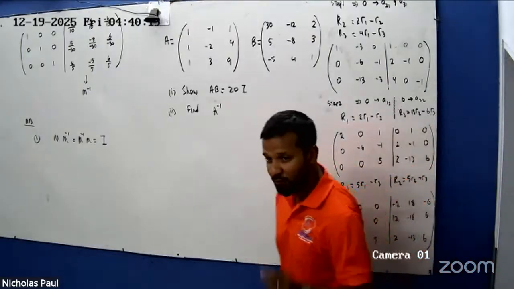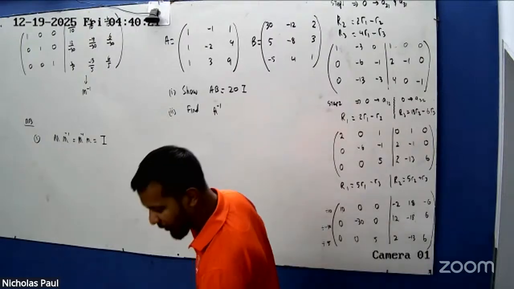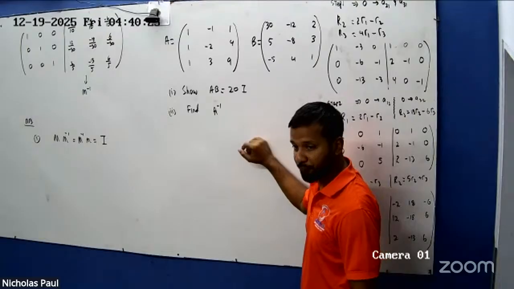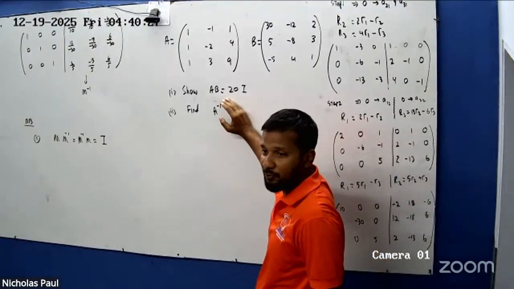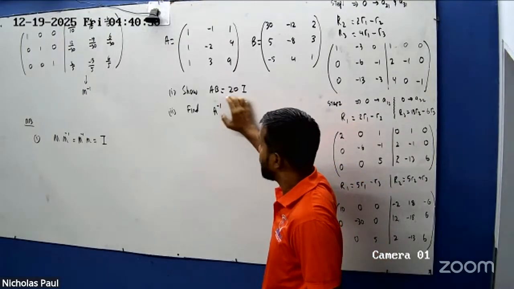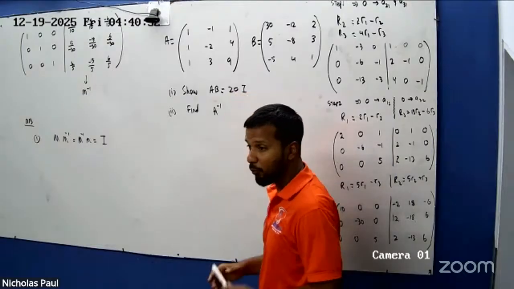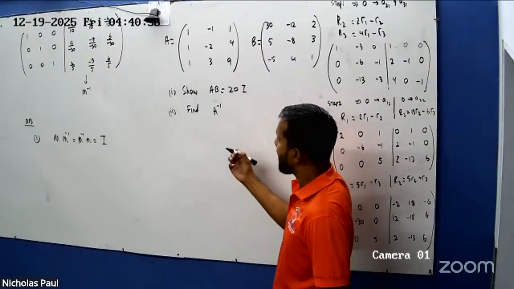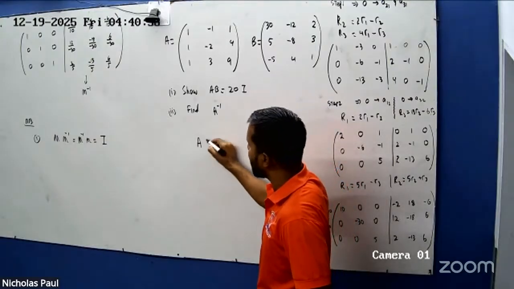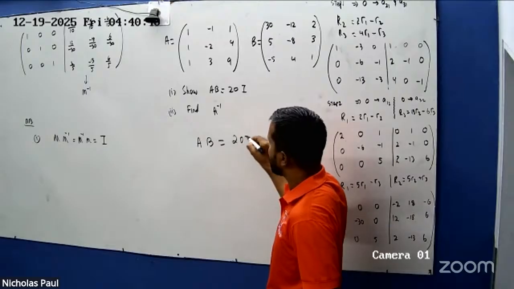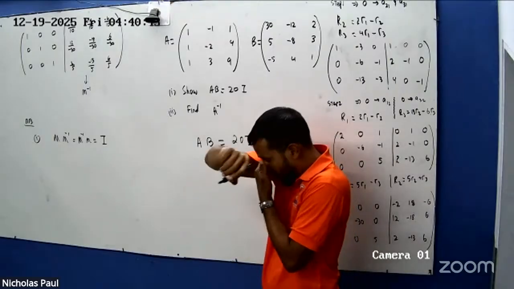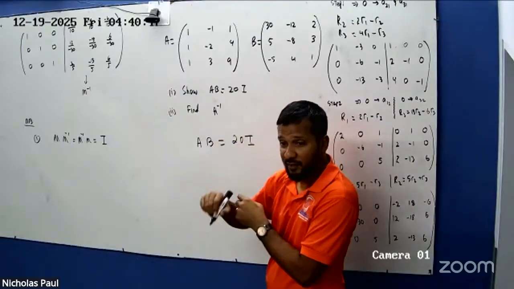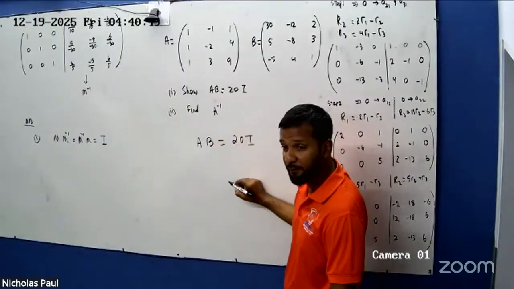Right? Yeah, very good. So watch this here. How do I go from here now to the inverse? You've got 20i. So watch this here. How do I go from A by B is equal to 20i to finding the inverse?